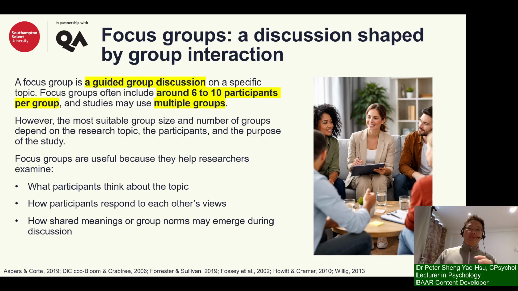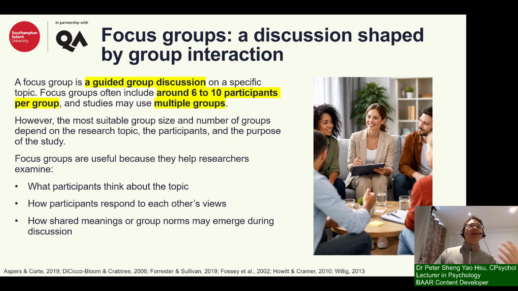In the individual interview, the main interaction is between the researcher and the participant. But in a focus group, participants respond to each other as well as the researcher. This can be very useful. Focus groups help researchers examine what participants think about a topic, but also how they respond to each other's views. Participants may agree, disagree, challenge, support, or develop each other's ideas.